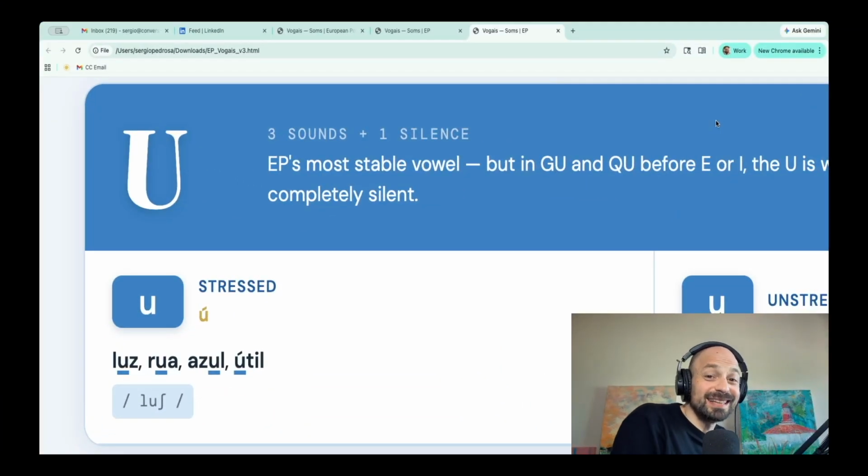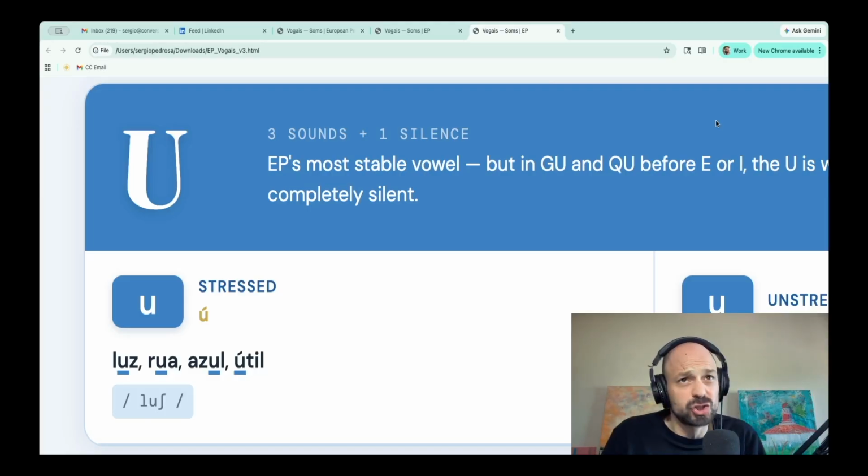Hoje vamos ver a letra U, a vogal U, e tem três sons e um que é silencioso. So we're going to look at the various sounds and the non-sounds that the U will produce or not produce. And that doesn't sound as crazy as you think. You're already used to it as an English speaker, the way that this Q at times may function.